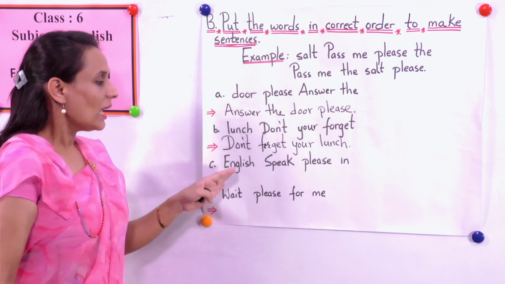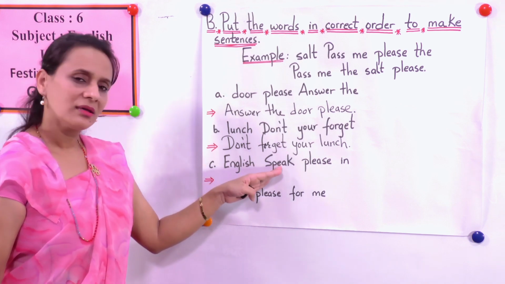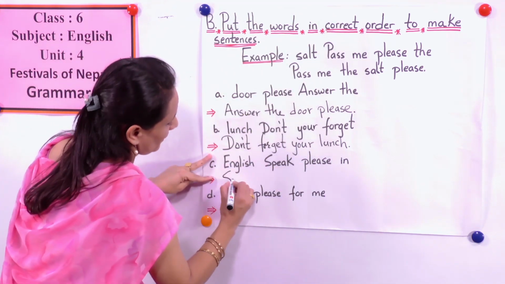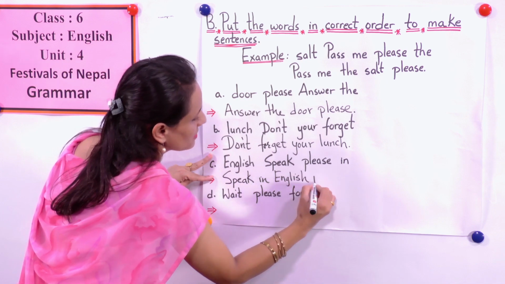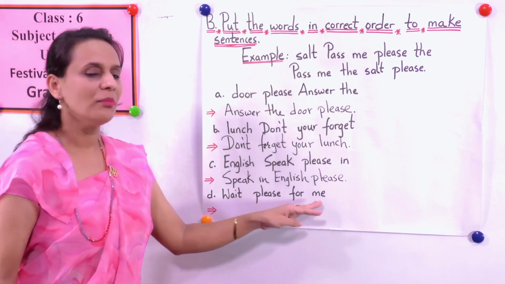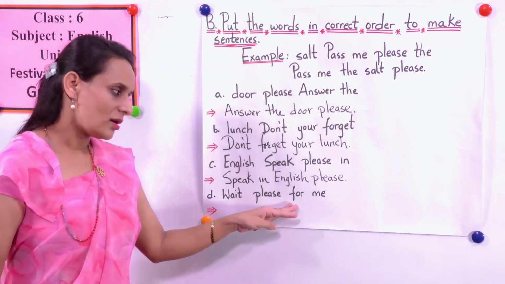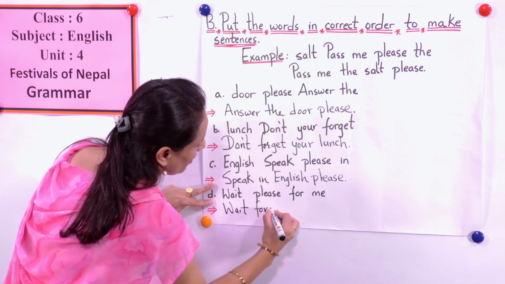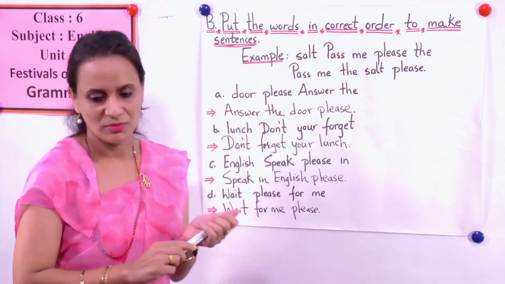Now, another. See here. English, speak please in. What will be the correct answer? Speak in English, please. Isn't it? Speak in English, please. And the last one. What is it? Wait, please, for me. What will be the correct answer? Wait for me, please. Okay, wait for me, please. Okay, my dear students, we have done this exercise from the book also.